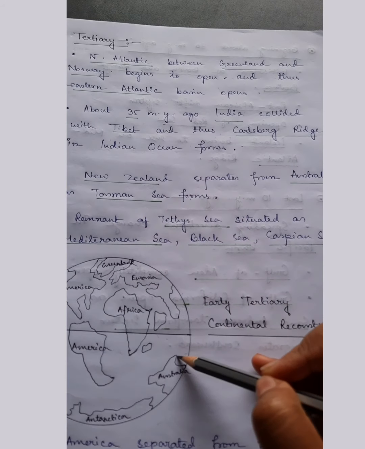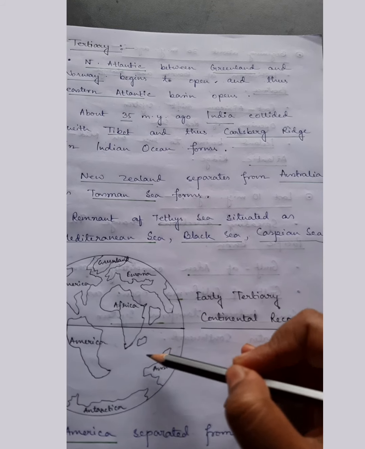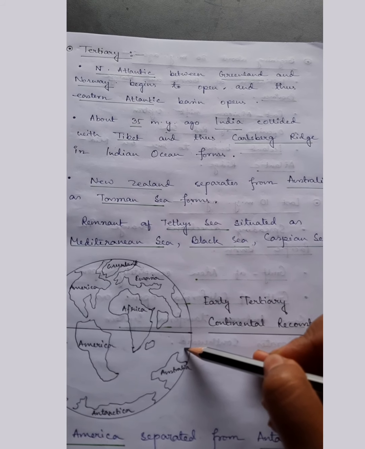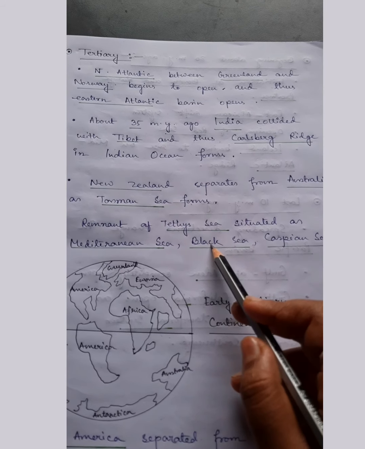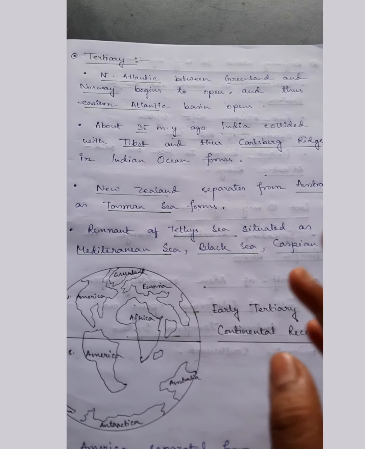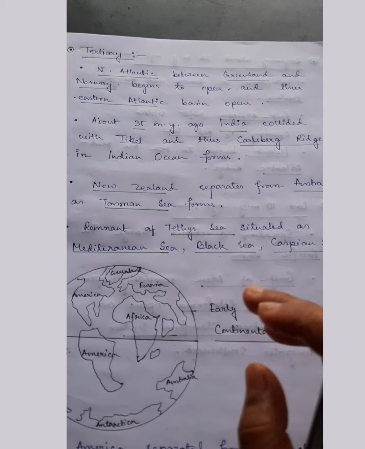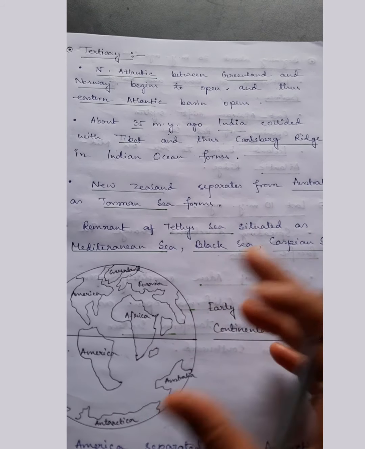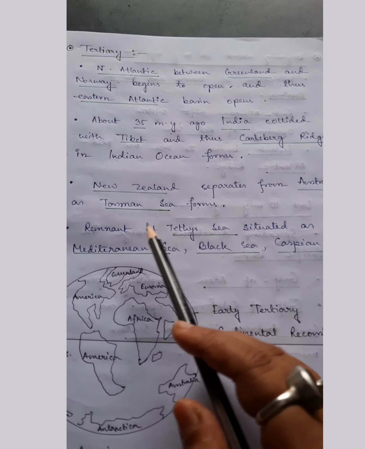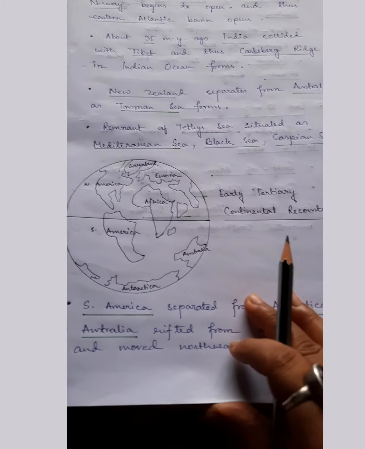And New Zealand started to drift from Australia, and as a consequence the Tasman Sea opened up between New Zealand and Australia. Remnants of the Tethys Sea: as we all know, at present the Tethys Sea does not exist, and in its place the Himalayan mountains and the Alps are there. As a remnant of the Tethys Sea, the Mediterranean Sea, Black Sea and Caspian Sea are all present nowadays.